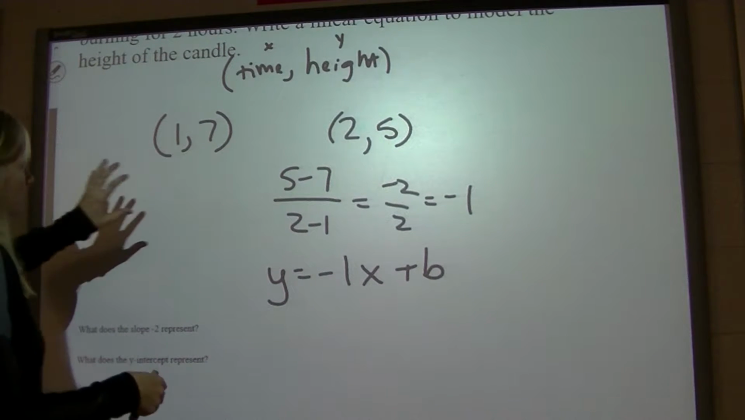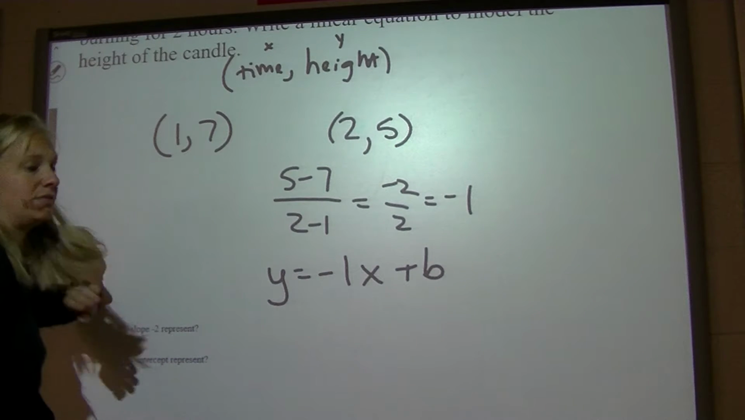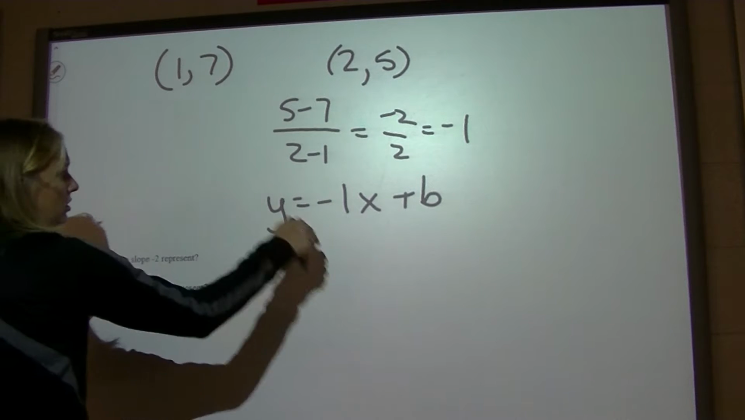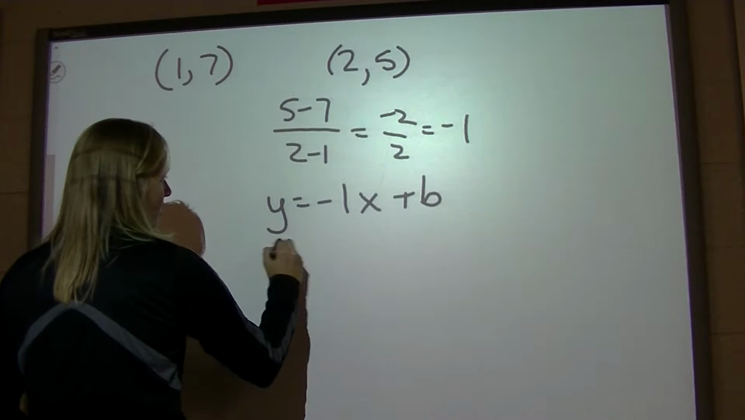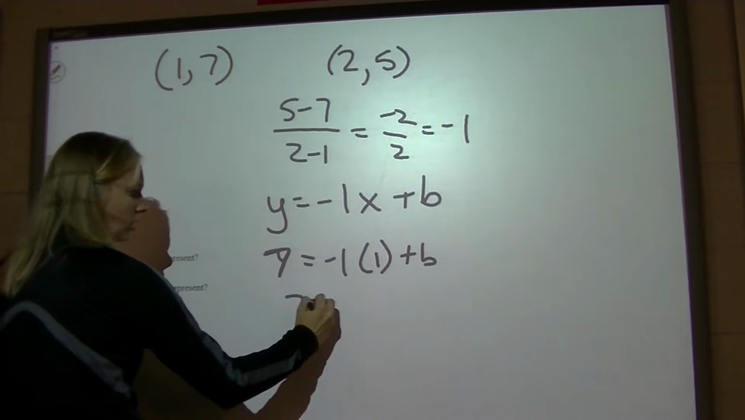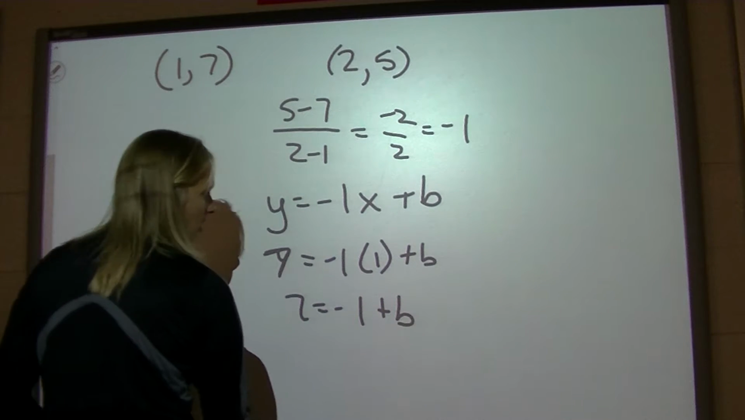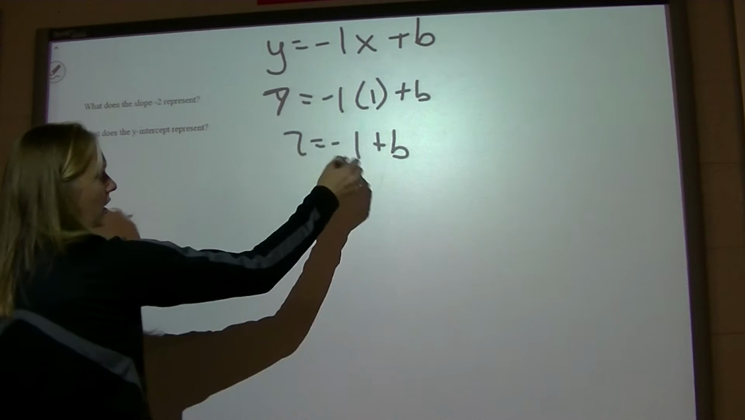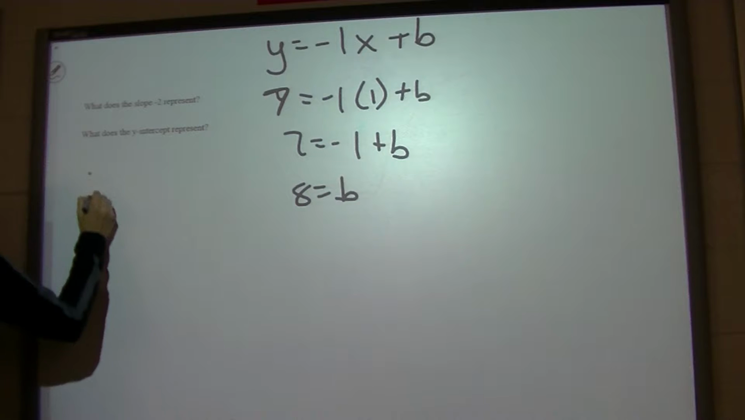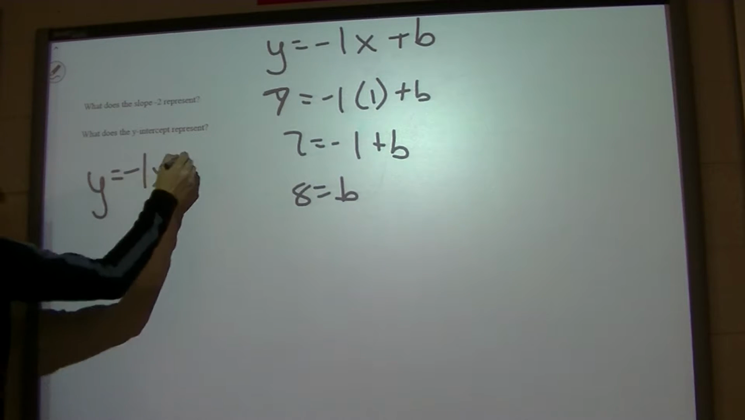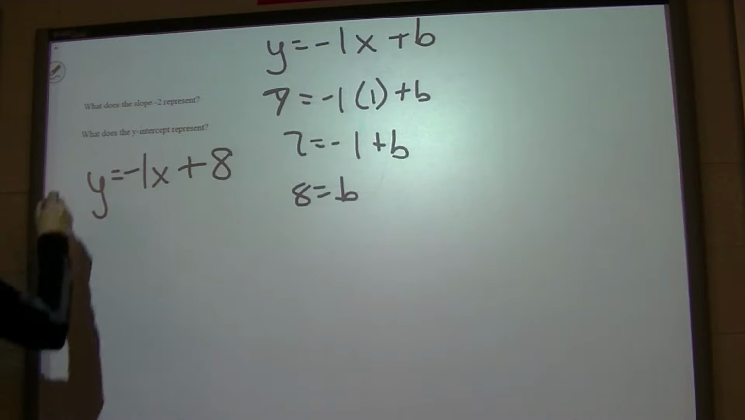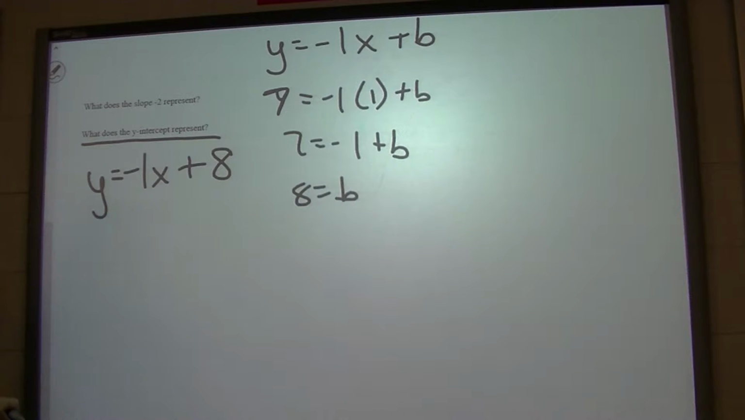I'm going to take one of my ordered pairs, plug it in for x and y, and find my b. I'll choose (1, 7). So we'll have 7 equals negative 1 times 1 plus b, which is negative 1. Okay, add the 1, so I'll have 8 equals b. So my y-intercept is 8. Okay, what does the y-intercept represent?